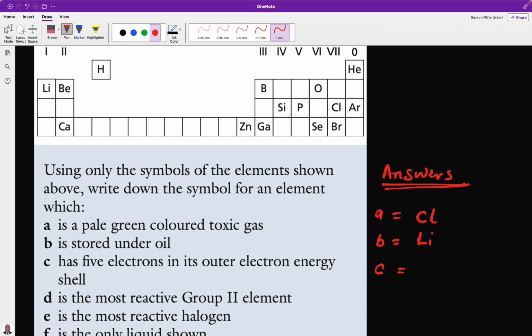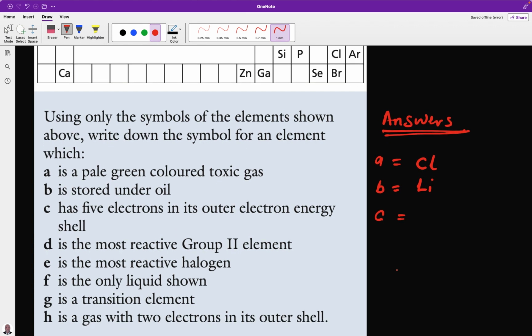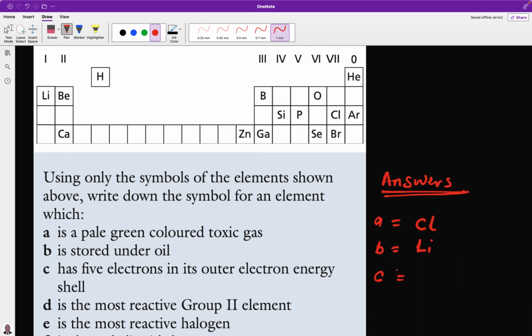Write down the symbol of an element which has 5 electrons in its outer electron energy shell. I said that the group of the element determines the number of valence electrons. Group 1 has 1 electron, Group 2 has 2 electrons, Group 3 has 3 electrons, Group 4 has 4 electrons, Group 5 has 5 electrons. So for 5 electrons, we are going to have P, which is phosphorus. C is P.